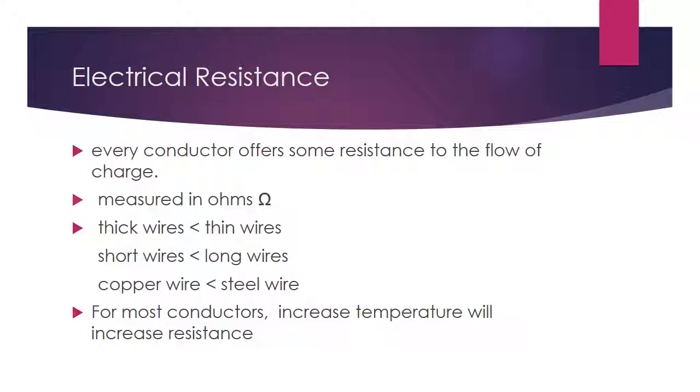So for most conductors, this isn't for all of them, when you increase temperature, you increase resistance. So if it's getting hot, it's going to resist even more. And the more it resists, the more it's going to increase temperature. Now I say for most, because there are a few metals we talked about in the last chapter, superconductors, where if you increase your temperature, you're going to decrease your resistance. But for most conductors, if it's hot, it's not going to work as well.